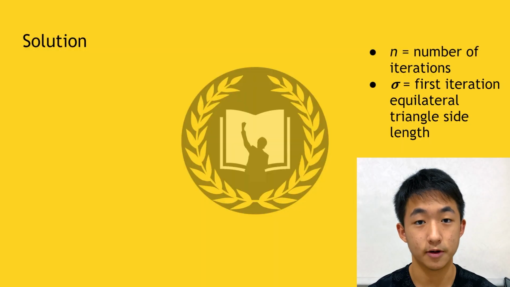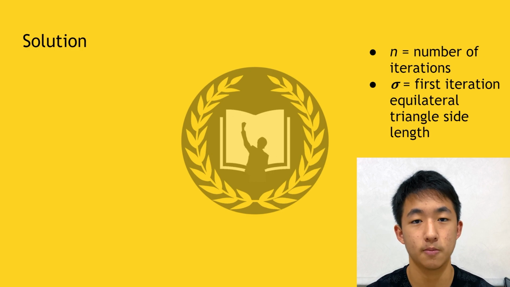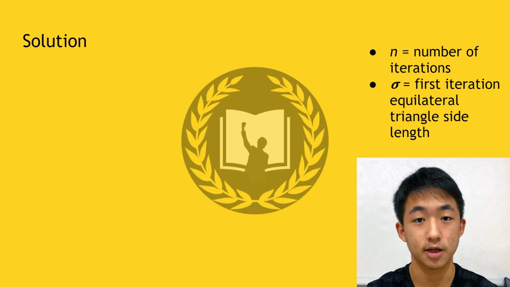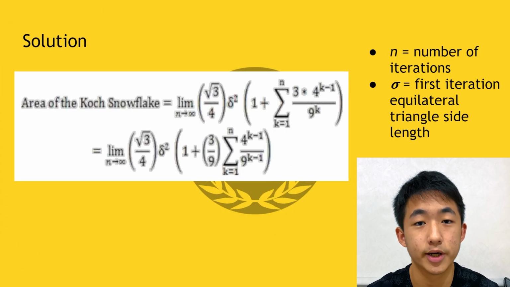N represents the number of iterations, while sigma represents the side length of the equilateral triangle from the first iteration of the Koch snowflake. Let's begin by listing out a basic equation. Since we're trying to find the area of the final iteration of the Koch snowflake, n must approach infinity.